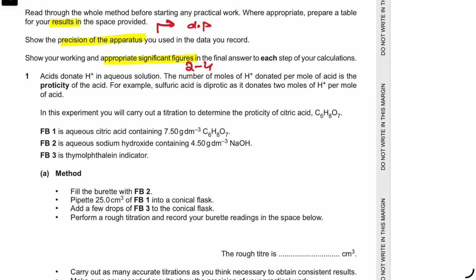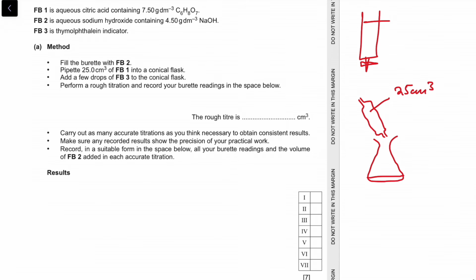It says here, acids donate hydrogen ions in aqueous solutions. They're proton donors. And the number of moles of hydrogen ions donated per mole of acid is called the proticity of the acid. For example, sulfuric acid, which has the formula H2SO4, donates 2 moles of hydrogen ions per mole of acid. As you can see in the formula, there are 2 hydrogen atoms per 1 mole of sulfuric acid. It says in this experiment we're going to carry out a titration to determine the proticity of citric acid, C6H8O7.